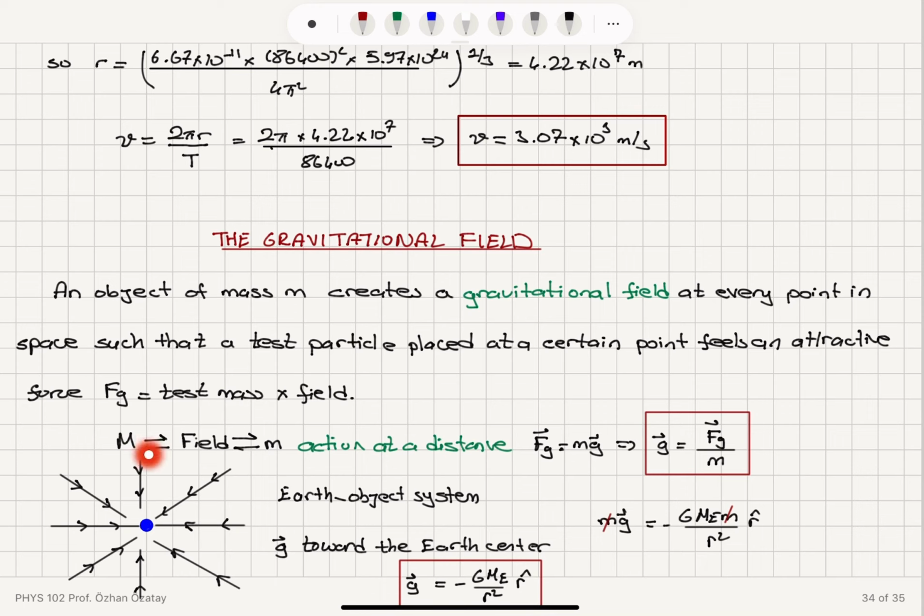A distribution of charge creates an electric field, and you have a test charge that's going to interact with this field and feel a force as a consequence.